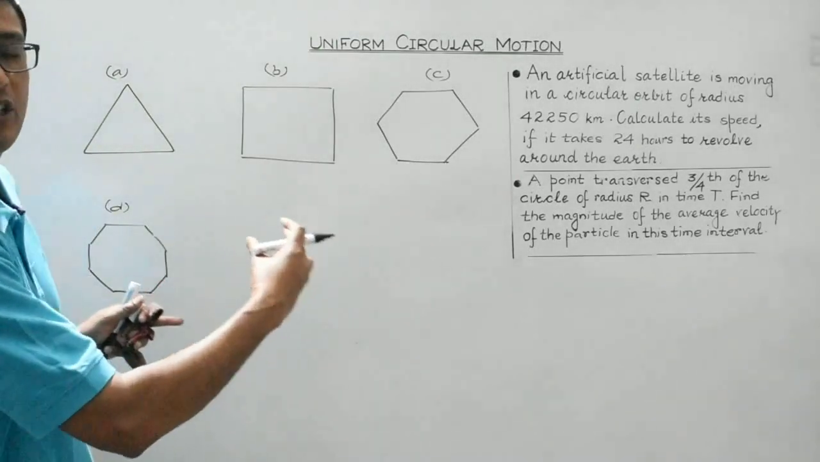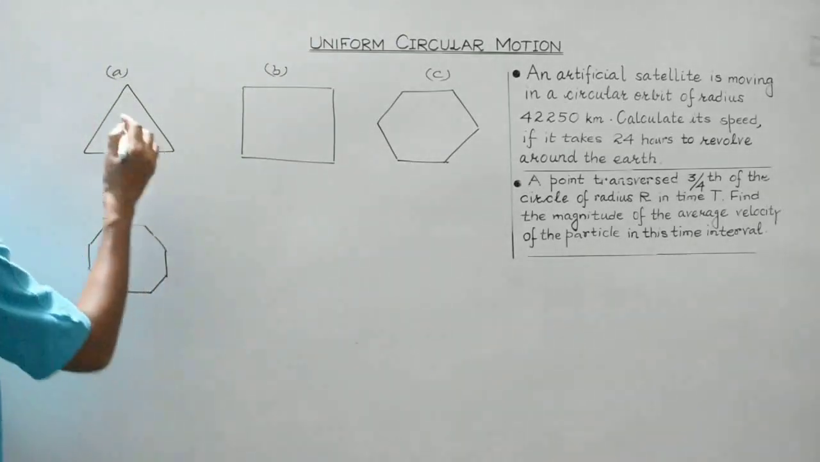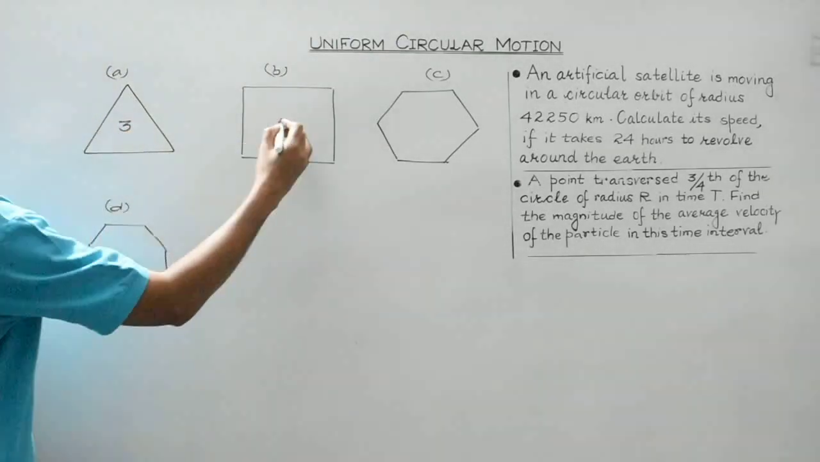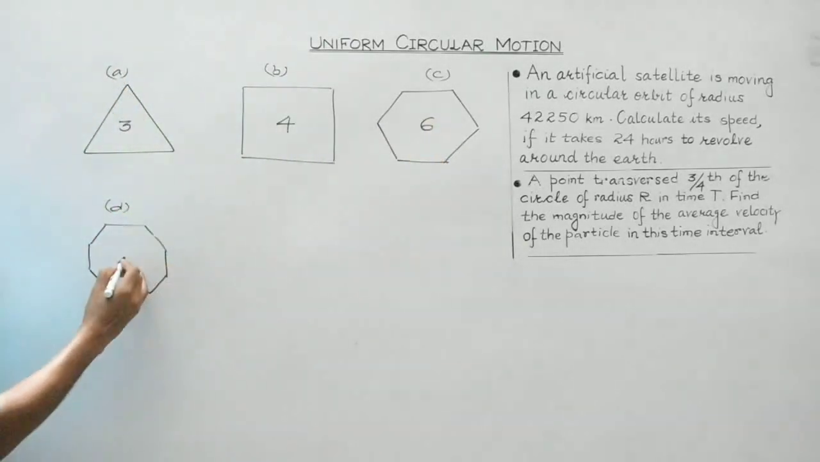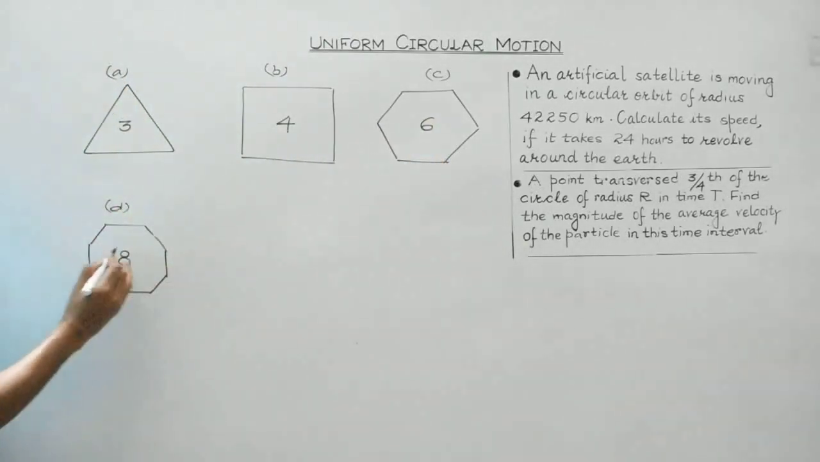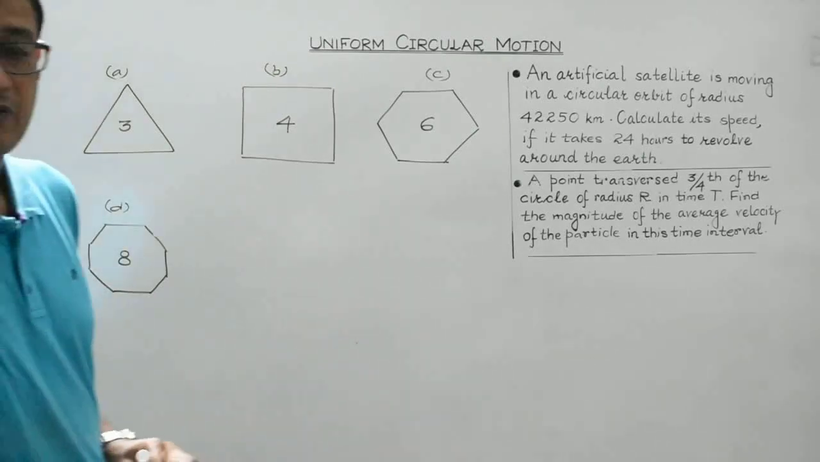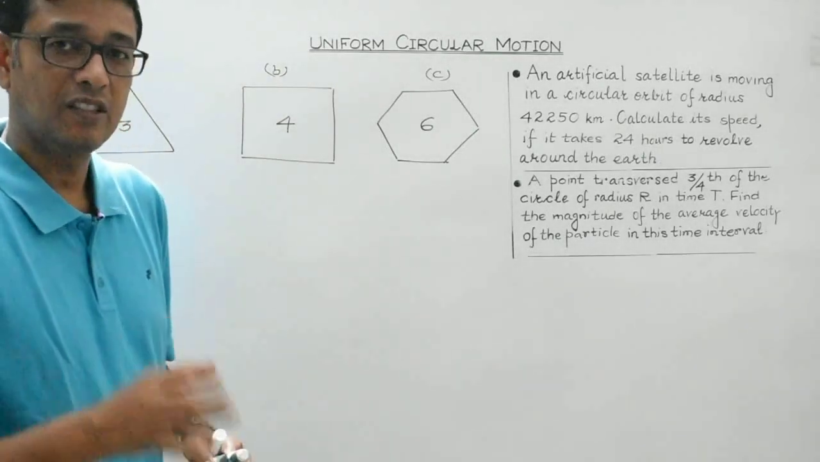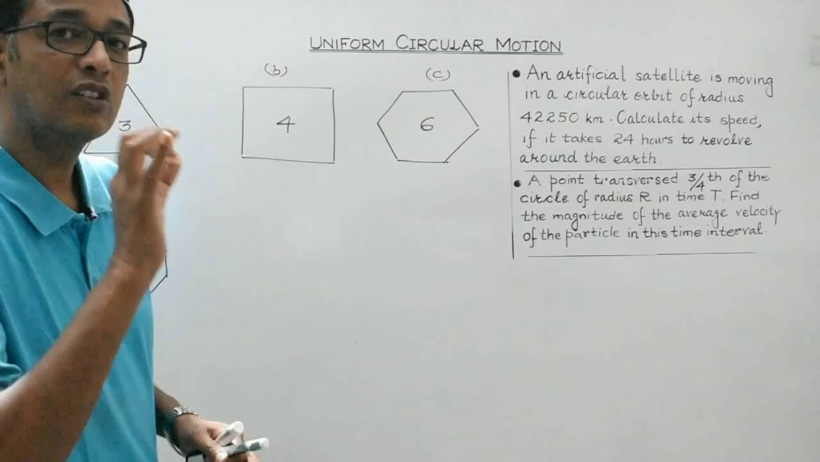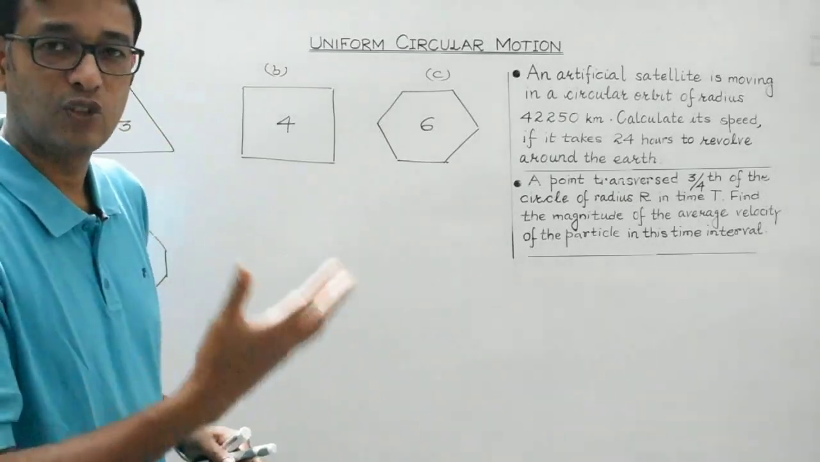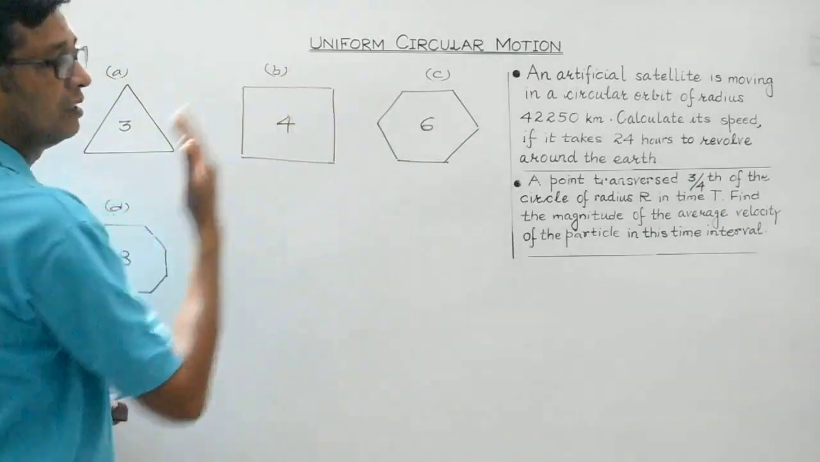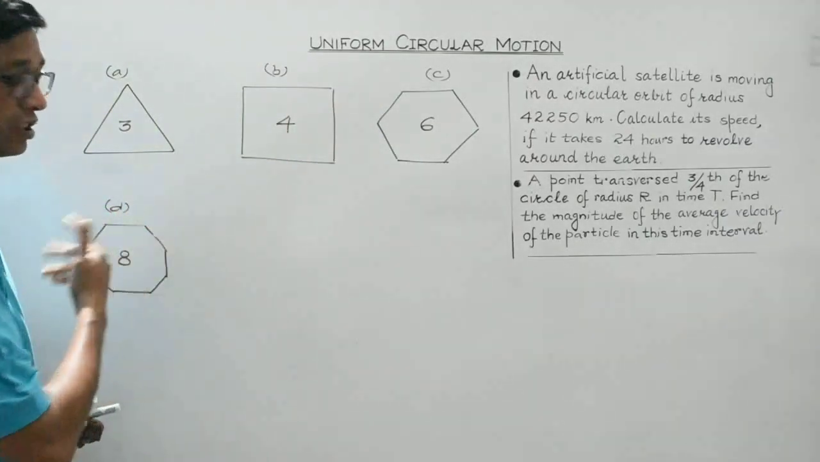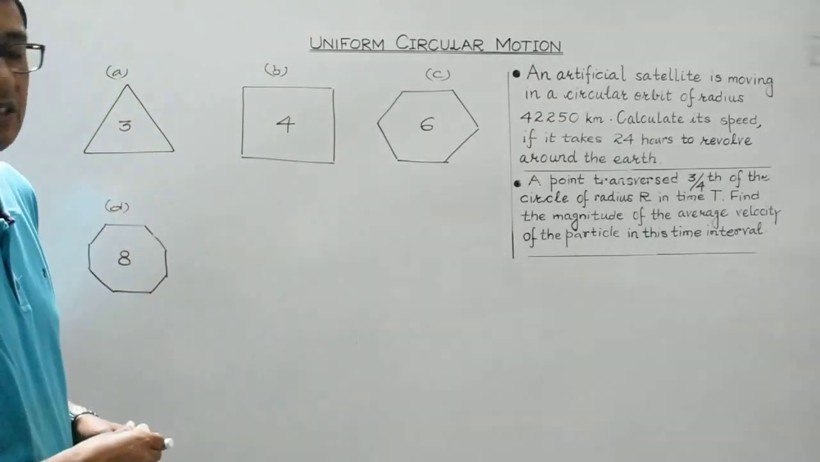So we can keep on increasing the sides. Look here, it has got 3 sides. Here it has got 4 sides. Here it has got 6 sides. And here it has got 8 sides. Right? So what we are considering is a body to be moving along a closed path. And that closed path may be of any shape. Triangular, square, hexagonal, octagonal, and so on, right?